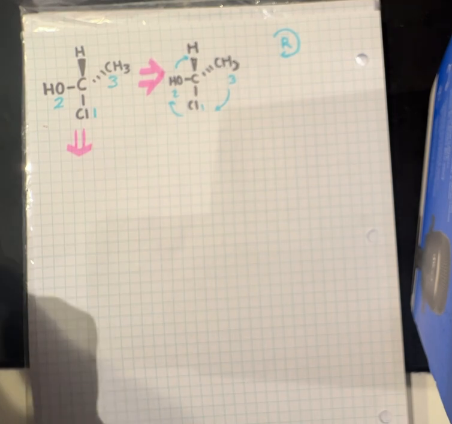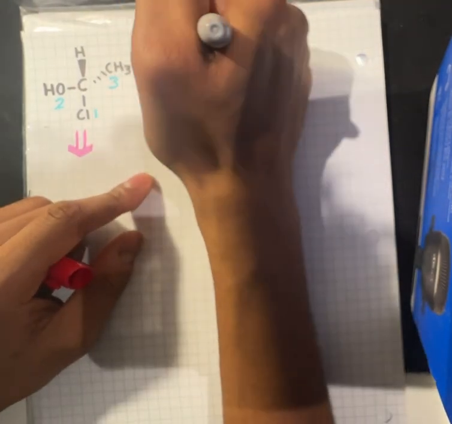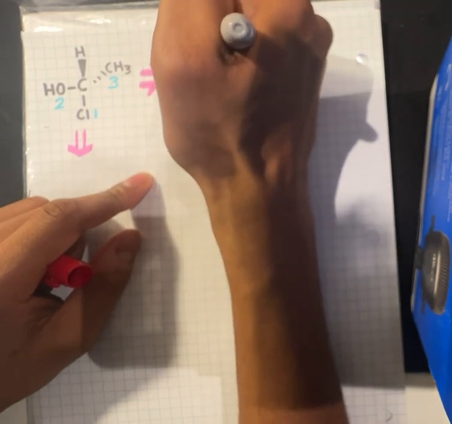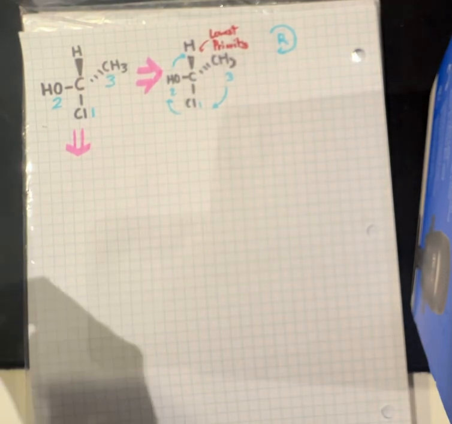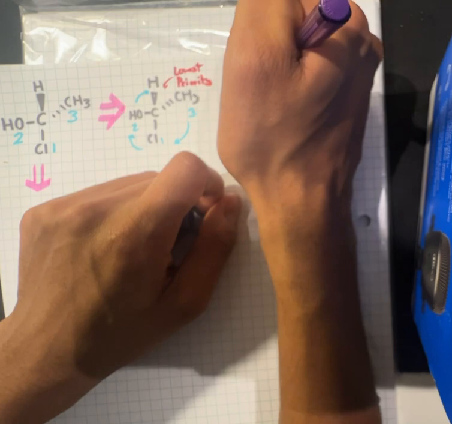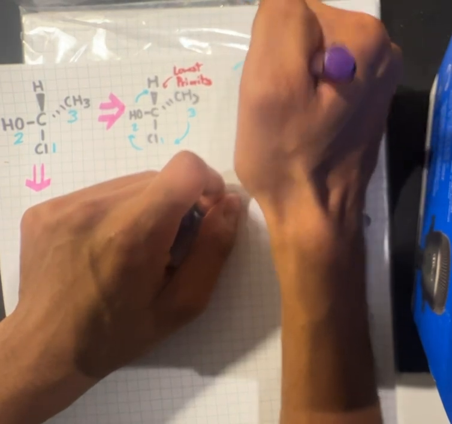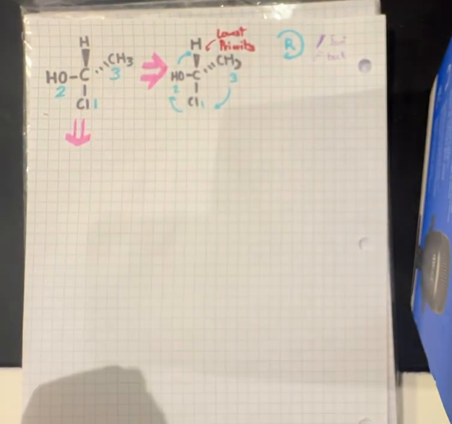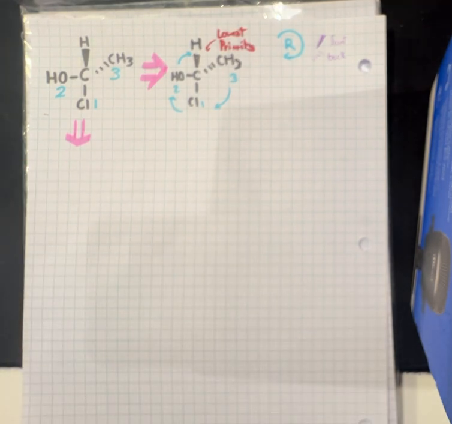however, we have to note that the lowest priority group, which is hydrogen, is on the wedge. And recall, the wedge means to the front, whereas the dash means to the back. And so, because our lowest priority group is to the front, we need to invert the stereochemistry.